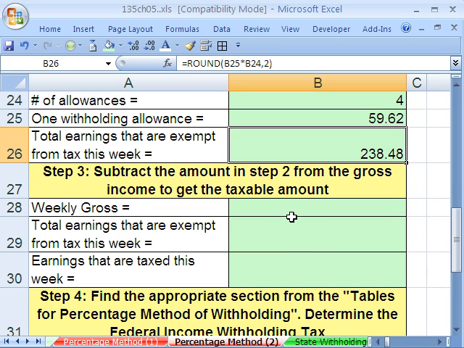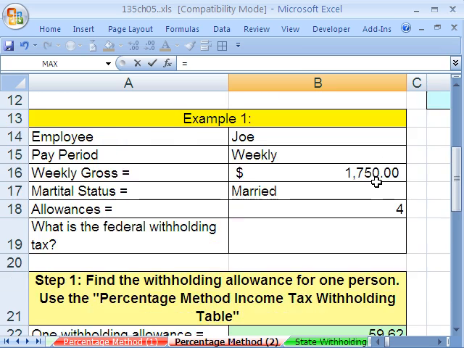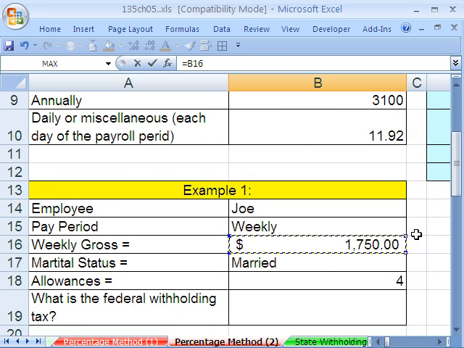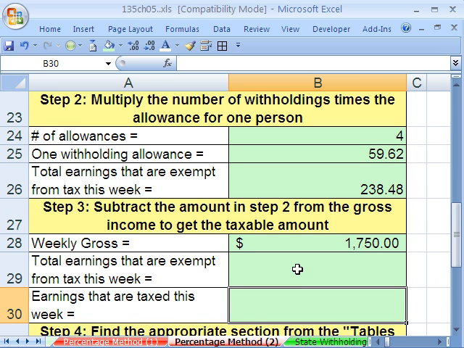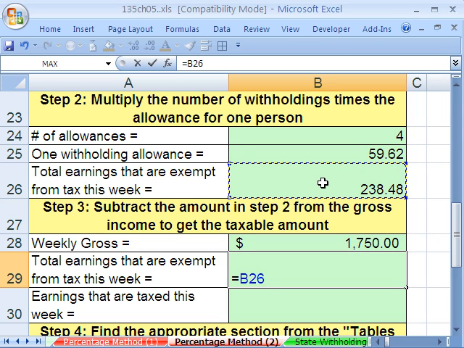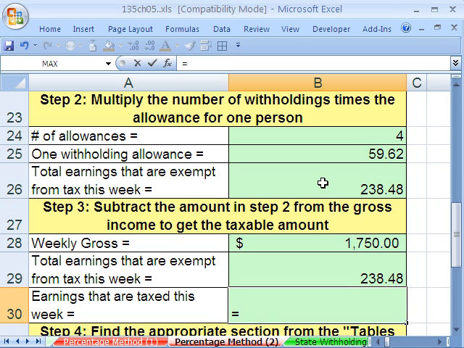So our weekly gross equals, I'm going to get that amount up here. Total earnings that are exempt. That is this amount we just calculated in step 2. And finally, then we subtract them. Minus, so for 4 people, they're saying, oh, for the week, you can keep $238.48.